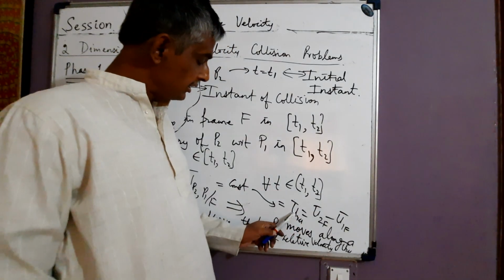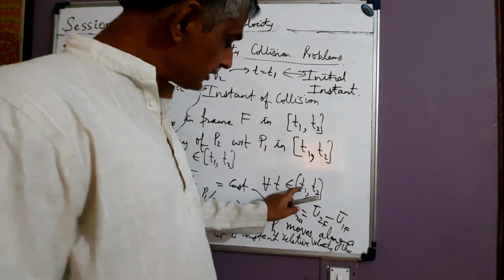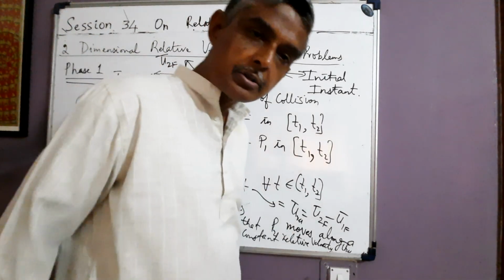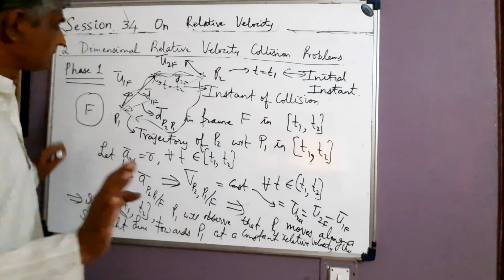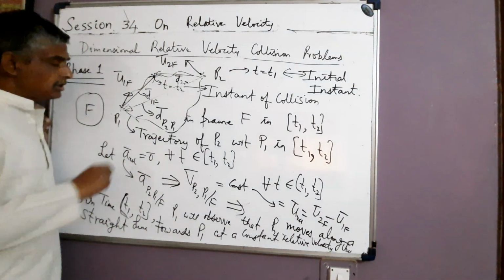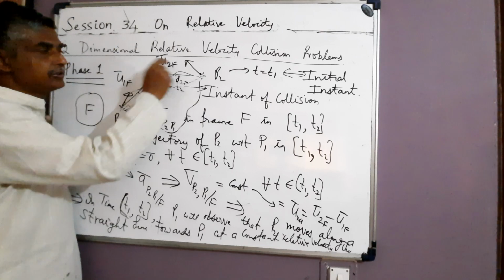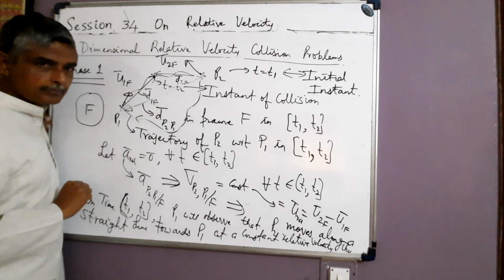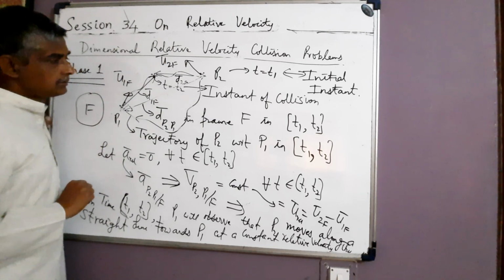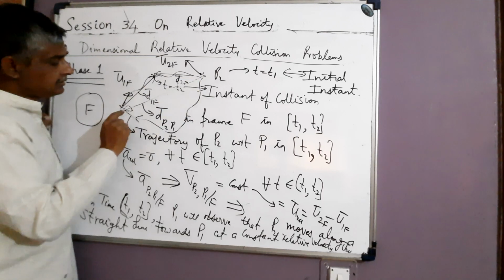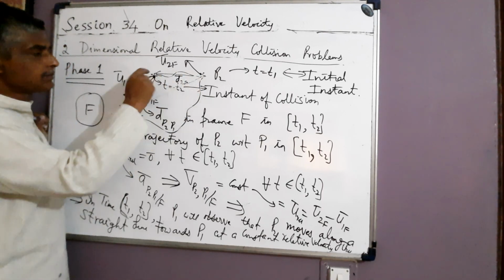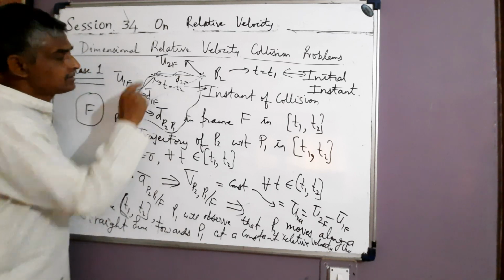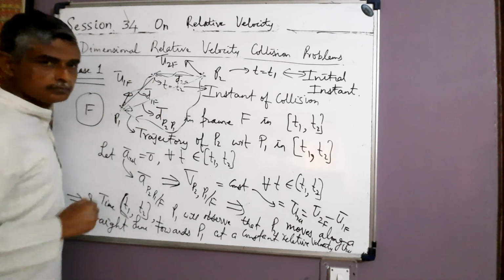Here u relative is the relative velocity between the 2 points at the time instant t equal to t1, that is at the start of this time interval. So finally we will say this much. Initially p1 p2 are having velocities u1f and u2f with respect to frame f. Then at time t1 p1 is here, p2 is here. As seen from frame f, they move along some path and come here. This is the point of collision at t equal to t2.